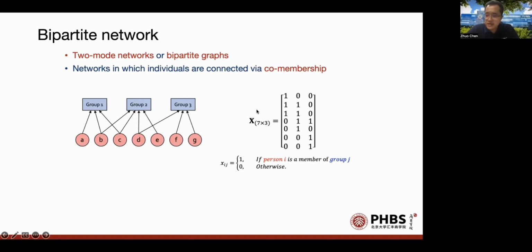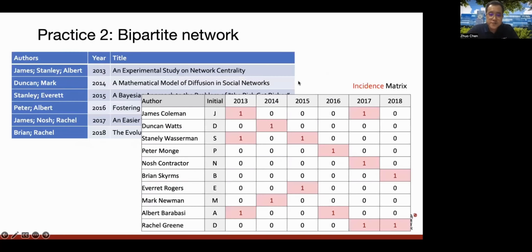The way of representing it is a bit different from our adjacency matrix. As you can see, the columns here represent the organizations, and the rows represent the persons. So if A belongs to group one, then here we have a one, and otherwise, because A does not belong to either group two or group three, the membership is zero. So now let's take a look at the example.